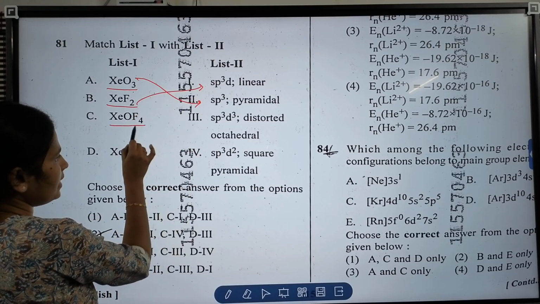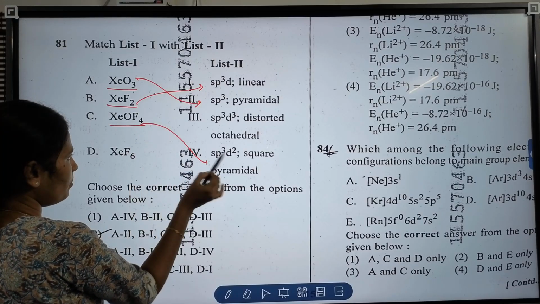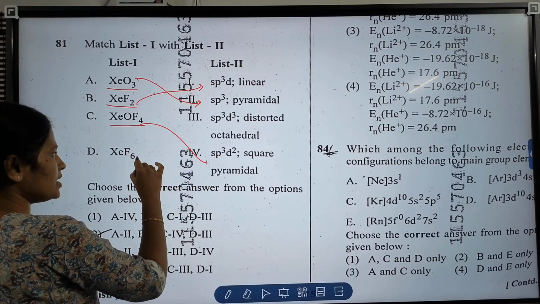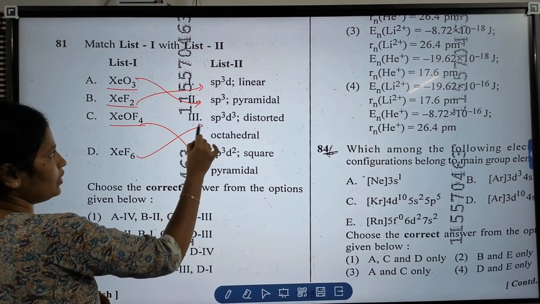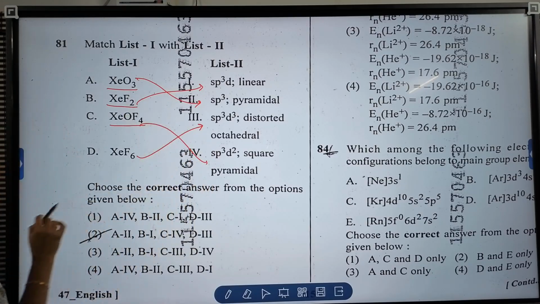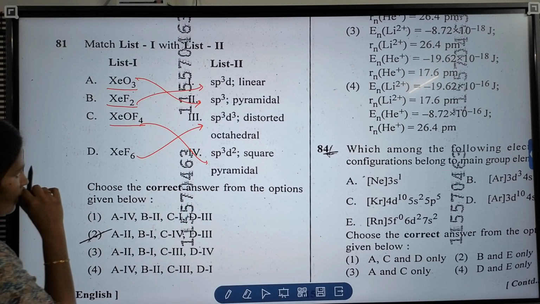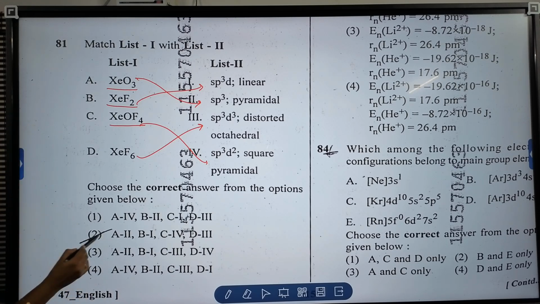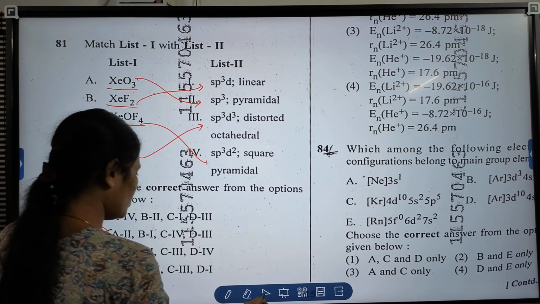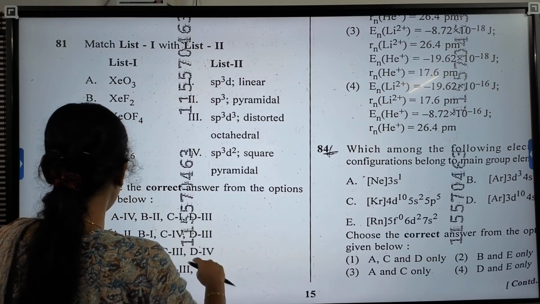Here it is again square pyramidal, one lone pair will be there. It is steric number 7 with one lone pair, that is distorted octahedral. So the first one is 2, 2, 1, 4, 3. Very good. The student also did it correctly. I don't know who that student is. Good.